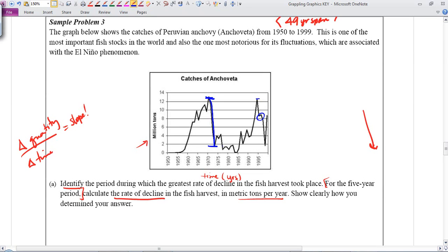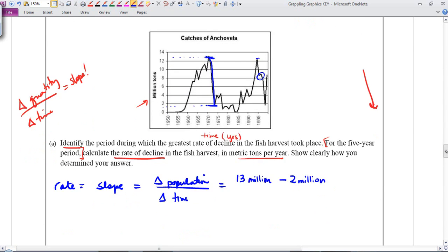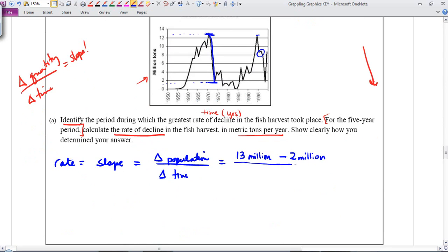All right, so rate equals the slope of the declining line equals the change in the population over a change in time. So read the graph. I would call that 13 million. And I would call that about 2 million. A little bit less, but we'll stick with round numbers. And again, you're going to have a range on the AP exam. It's not a defined answer. They're going to give you a reasonable range. Different eyes see the detail differently.